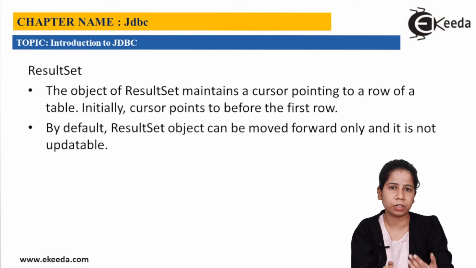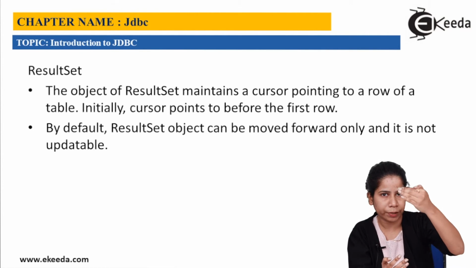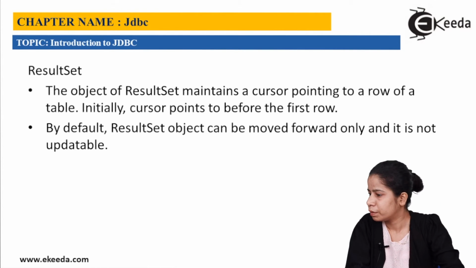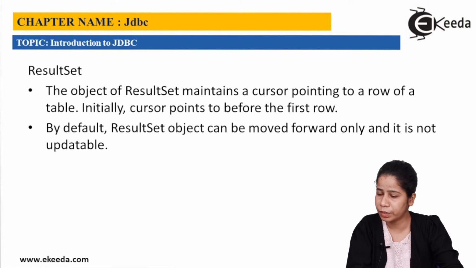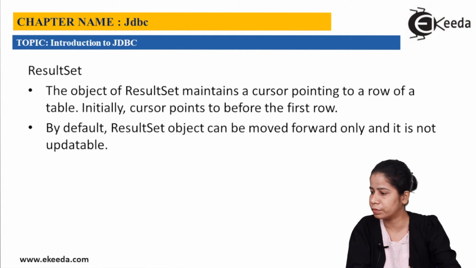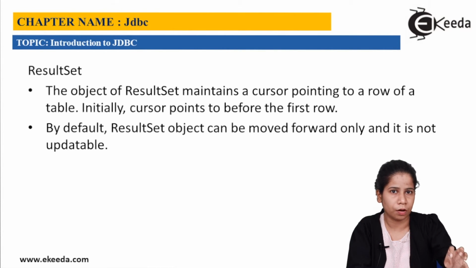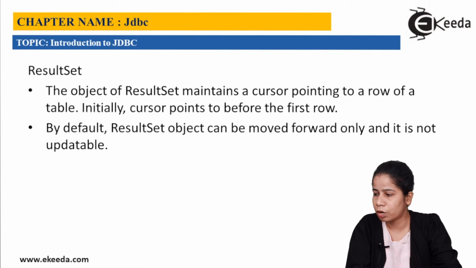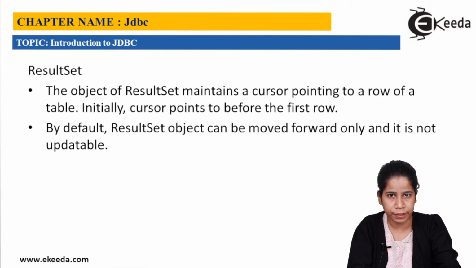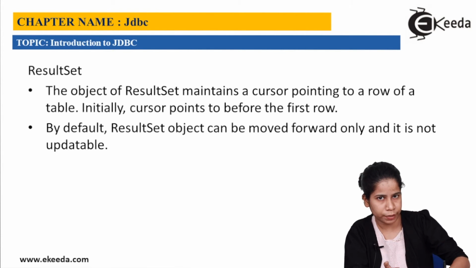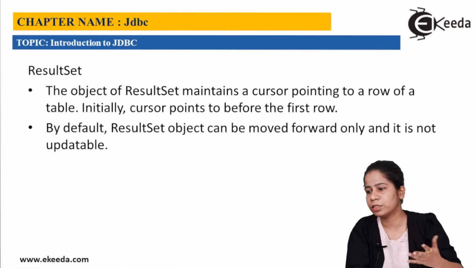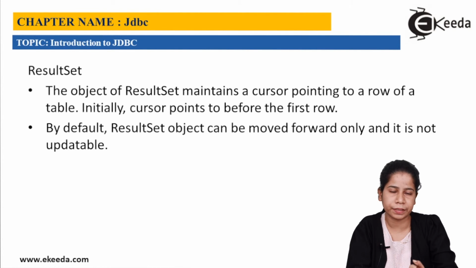So we have a method called next, which moves the pointer of your result set and allows me to navigate. By default, a result set object can be moved forward only, but you can give the facility of backward direction also, and for that we have to modify the statement object. Normally by default it is forward only, you can go in one direction only from top to bottom, and it is non-updatable. It never maintains the state.